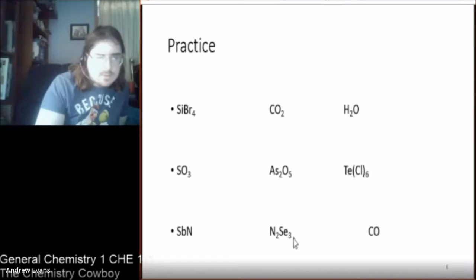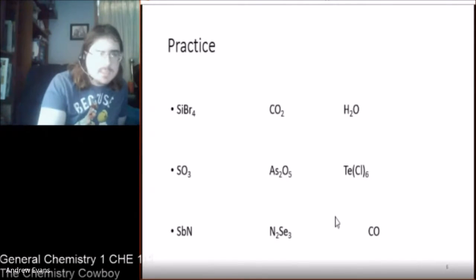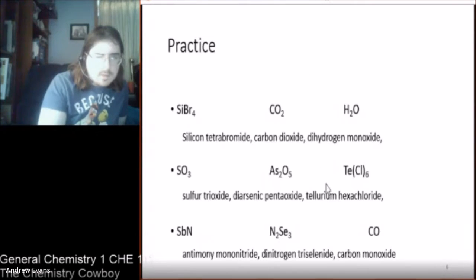Dinitrogen triselenide. And this one, carbon monoxide. So CO2, benign. CO, pretty dangerous. We're just naming these guys based on the binary molecular rules. All these guys are nonmetals or metalloids, and you're putting these together with the prefix, and all these guys are getting an IDE ending.